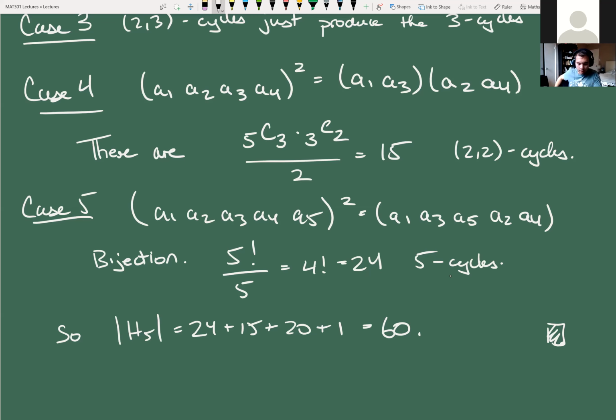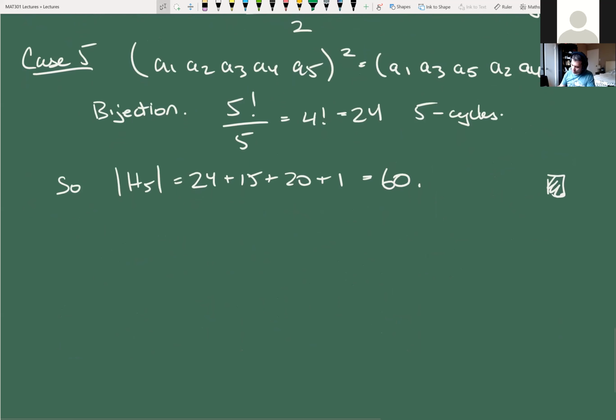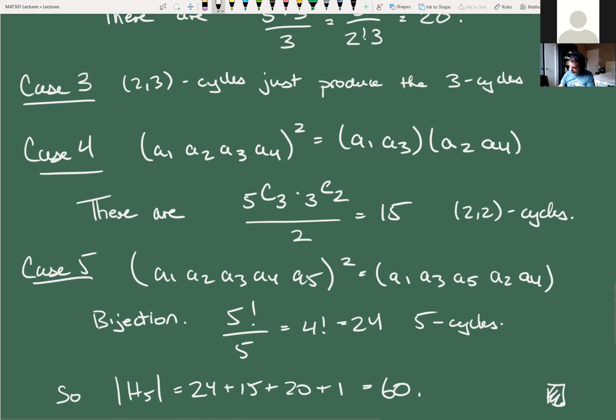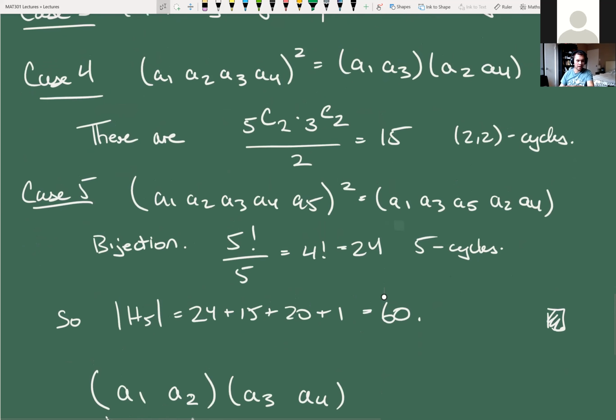Why is it 5 choose 3? Okay, yeah, sure. So for the 2-2 cycles, you want to know how many ways are there of doing this? A1, well, let me just write it as A1, A2, A3, A4. Okay, so there are 5 choose 2 ways of doing this. Oh, wait, did I write 5 choose 3? Oh, sorry, it should be 5 choose 2. You're right. Sorry, that's me just being dumb, right? Does that clarify it? Did I just miss? Yeah, okay, perfect. Yeah, it's 5 choose 2, right?